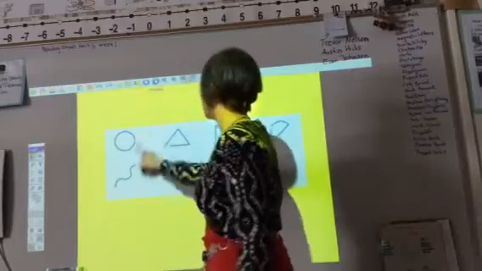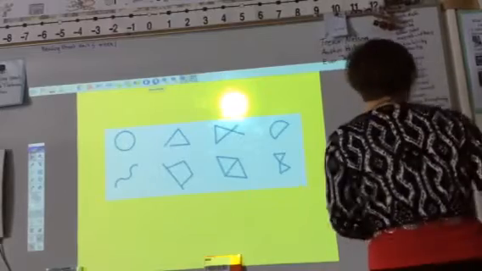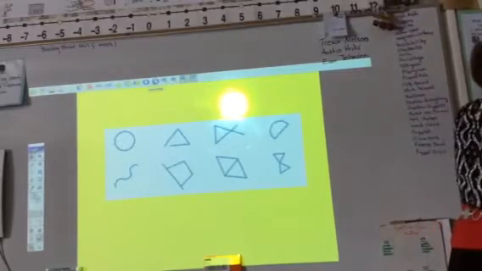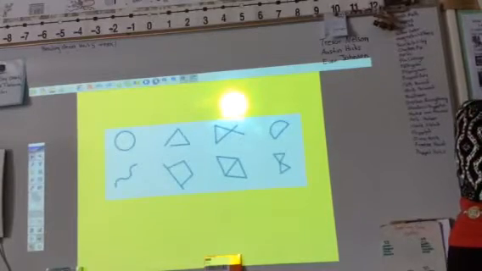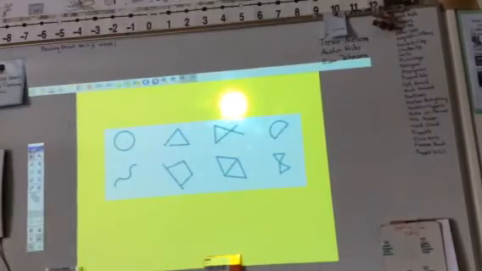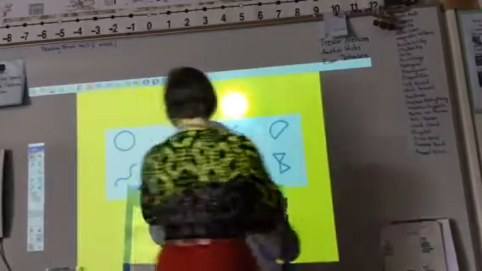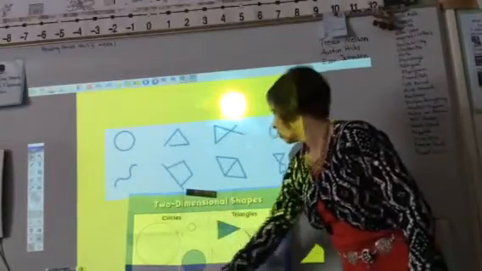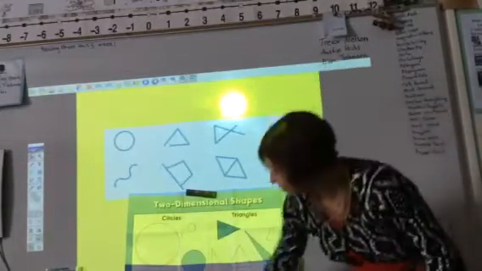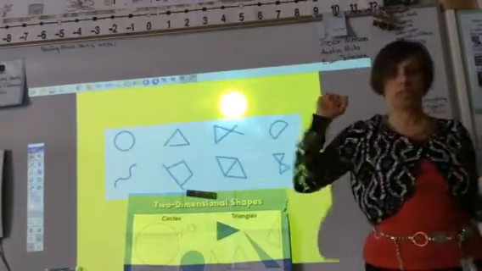Okay, so when we look at these shapes, what can we say about these shapes? I'm going to pull our two-dimensional shapes poster over here, and I'm going to ask you to think about what you notice about these shapes using this poster. Here are our two-dimensional shapes: circles, triangles, rectangles, quadrilaterals, other quadrilaterals, pentagons, hexagons, and we're going to be talking about these shapes. What do you notice about these shapes? Tell me one thing you notice.